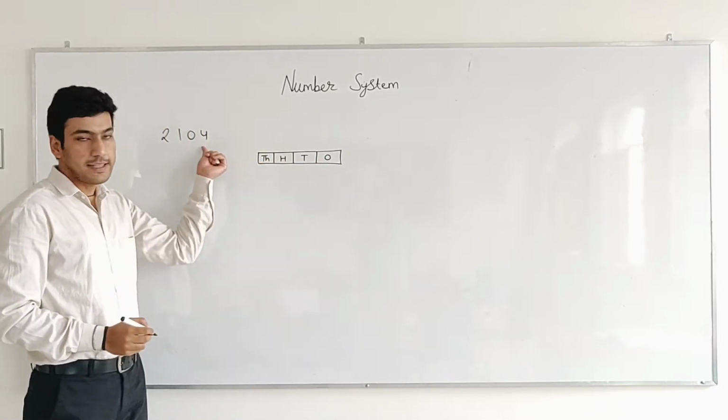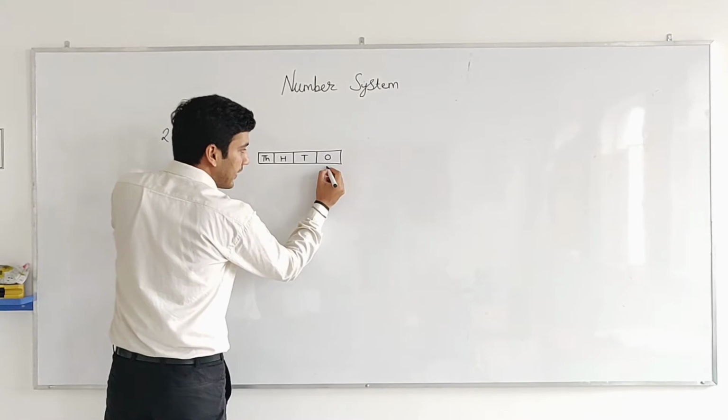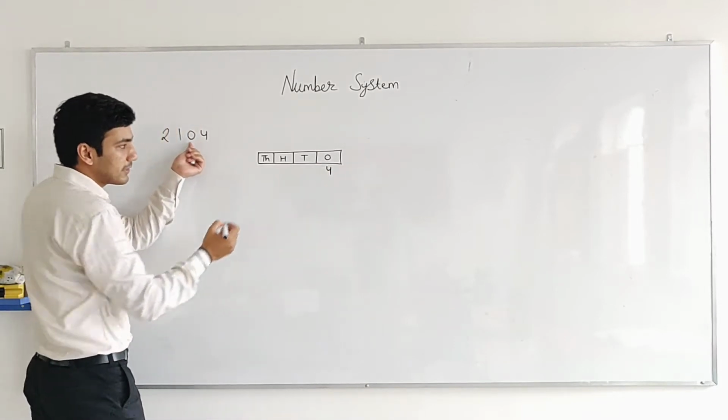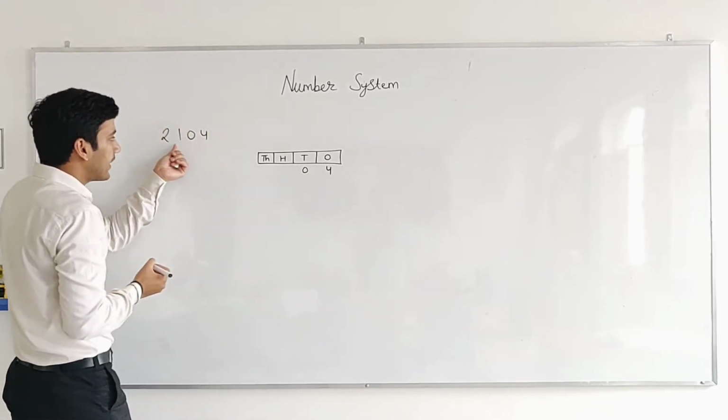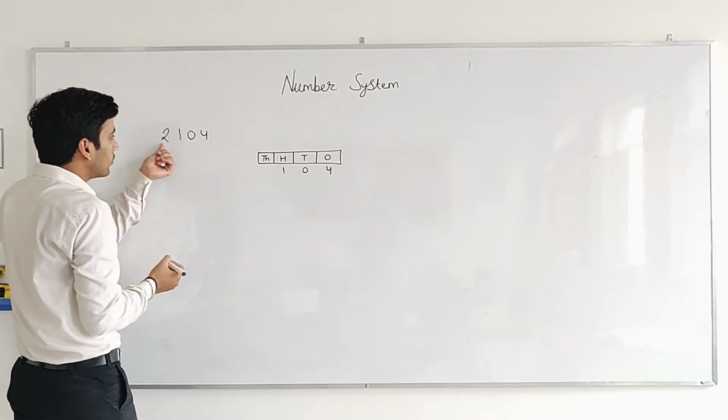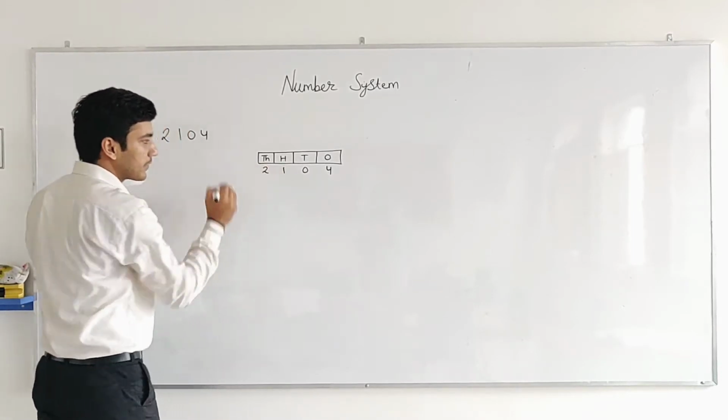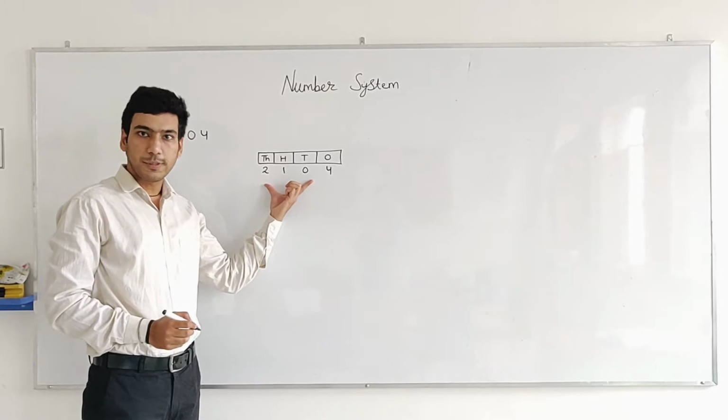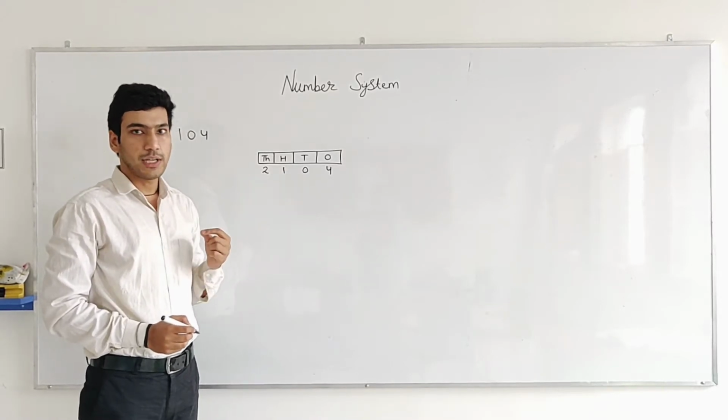Now on 1's place there is 4, so we write 4 here. On 10's place 0 is there, on 100's place 1, and on 1000's place 2 is there. So this is how we represent any number on a place value chart.